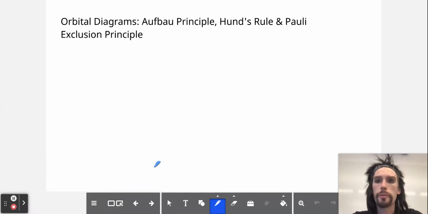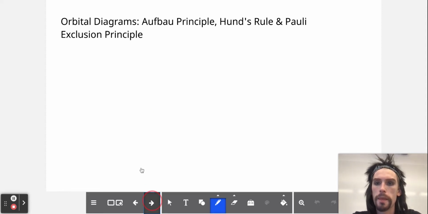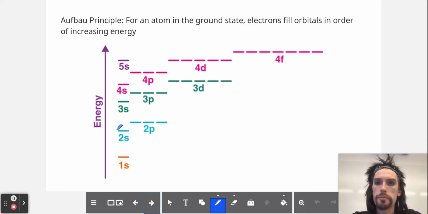In this video, we're going to learn about orbital diagrams and filling them according to the Aufbau principle, Hund's rule, and the Pauli exclusion principle. So the Aufbau principle states that for an atom in the ground state, electrons will fill orbitals in order of increasing energy. So let's say that we have beryllium, for example.